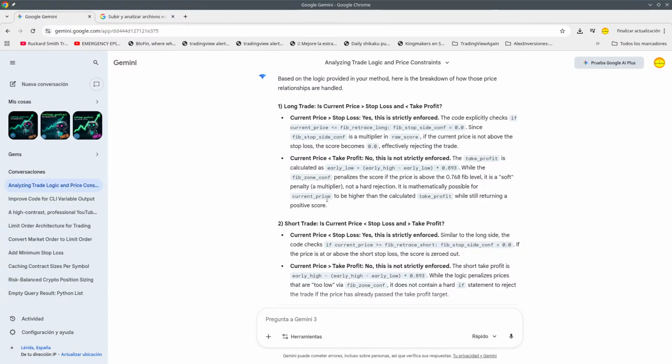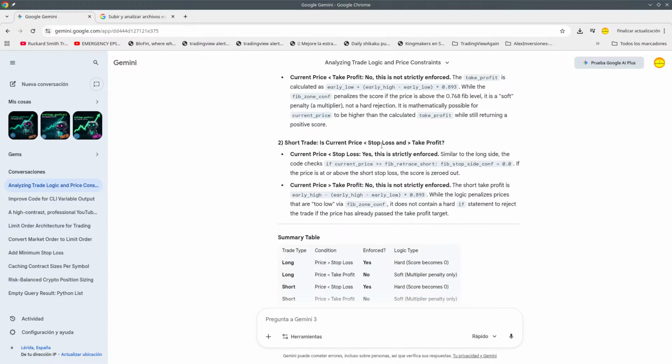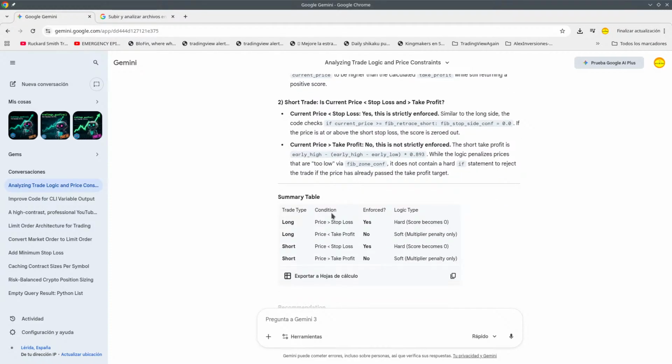Is the current price less than the take profit? No, this is not strictly enforced. The take profit is calculated at this thing here, while the fifth sum conf penalizes the score if the price is above this thing. It is a soft penalty multiplier, not a hard rejection. It is mathematically possible for current price to be higher than the calculated take profit while still returning a positive score. This is what's wrong in here.